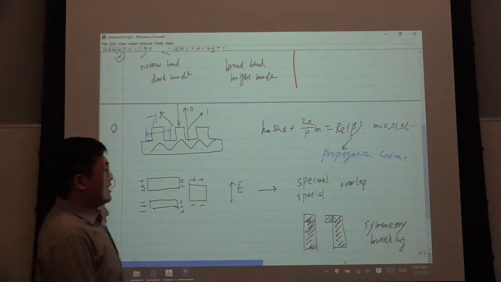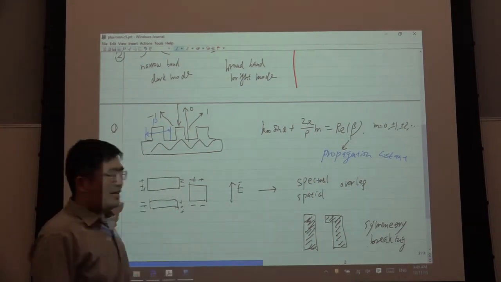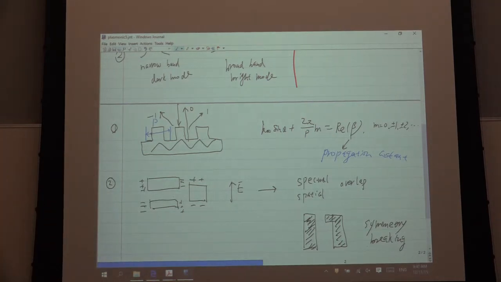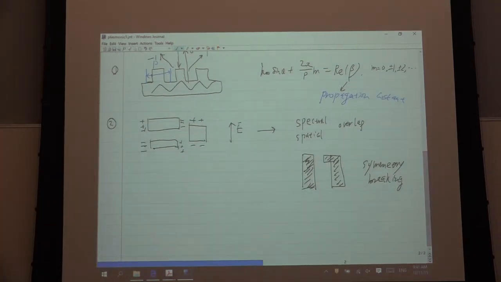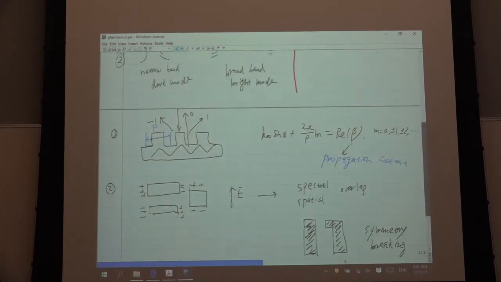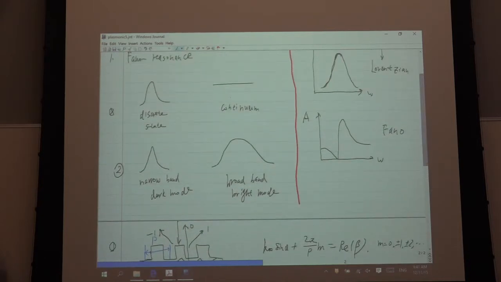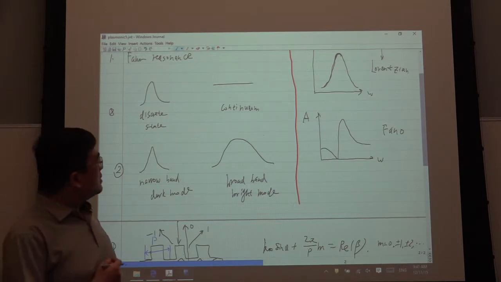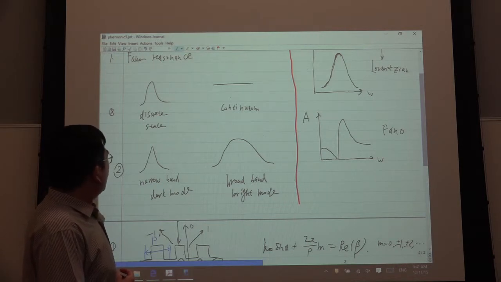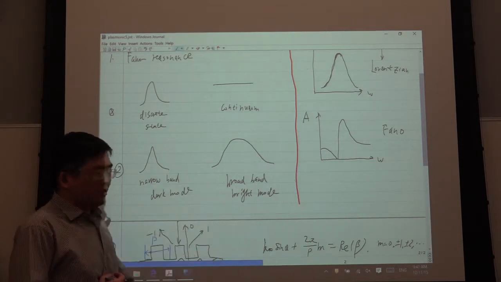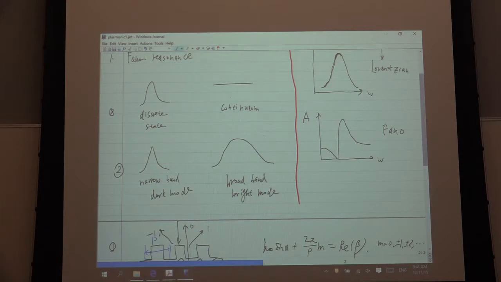Another concept to produce resonance is symmetry breaking. Do you mind going back? Some question about the dark mode we said in the last lecture, that it cannot be excited directly. You have to couple it with a bright mode. So Fano resonance is one kind of dark mode, right? No, this is a different concept. Fano resonance is just a spectral line.